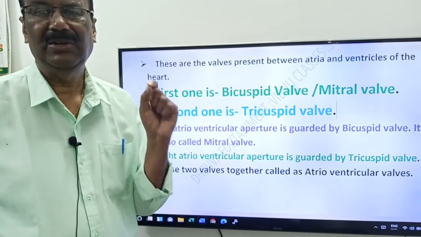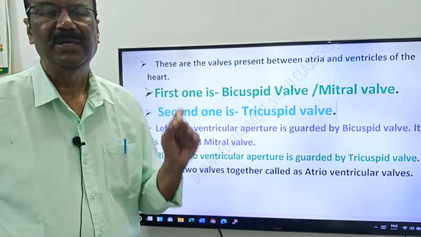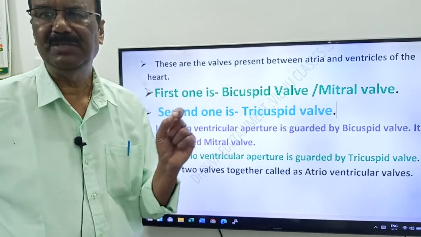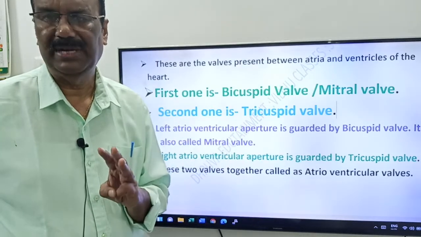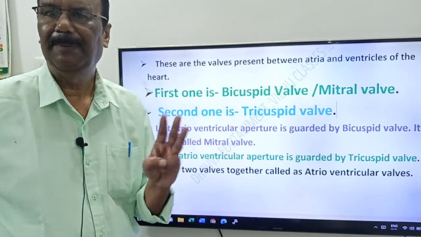Okay, friends. Here you have to remember two words: one is tricuspid valve, another one is bicuspid valve. Tricuspid, bicuspid, friends.